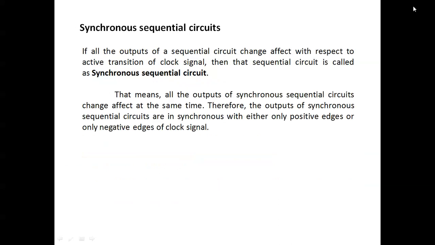Synchronous sequential circuit means the clock is connected to all the devices. At the same time every device gets triggered by the particular clock signal. That is called a synchronous sequential circuit.